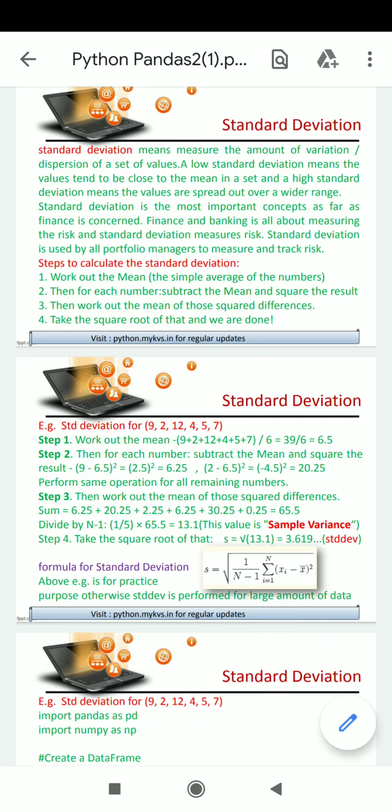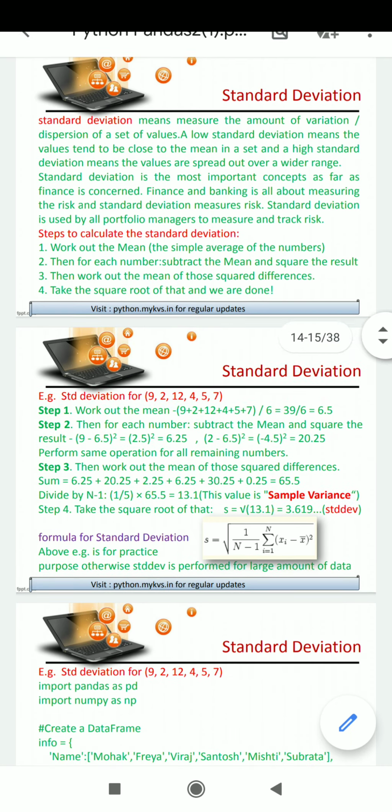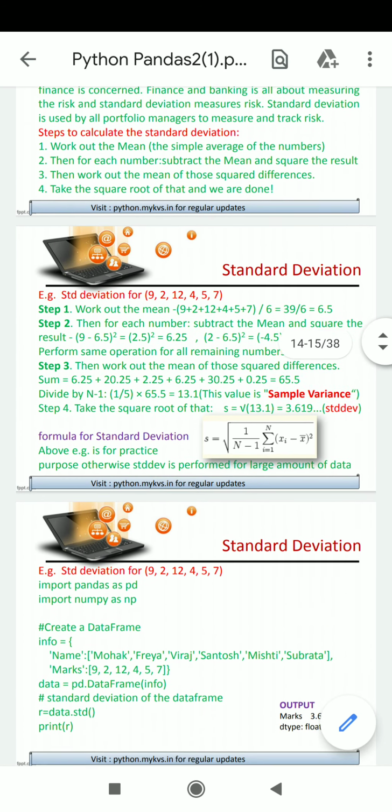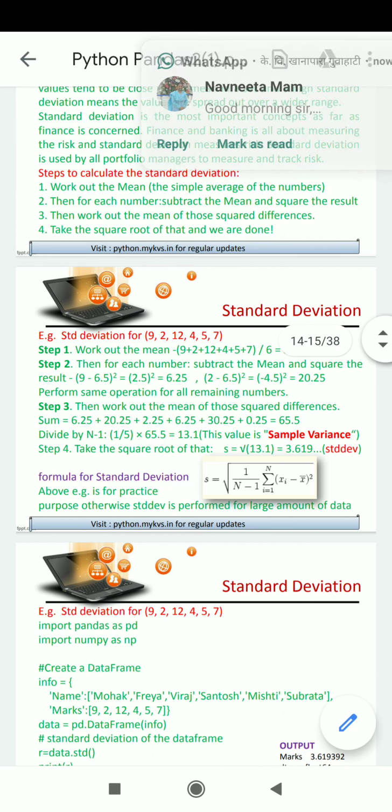Now, students, our next topic is standard deviation. It is also a function of descriptive statistics. We can find standard deviation with the help of the STD function.